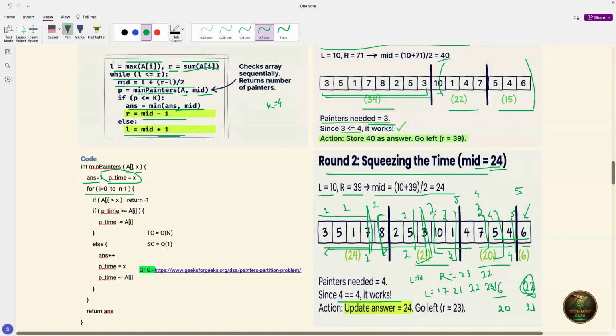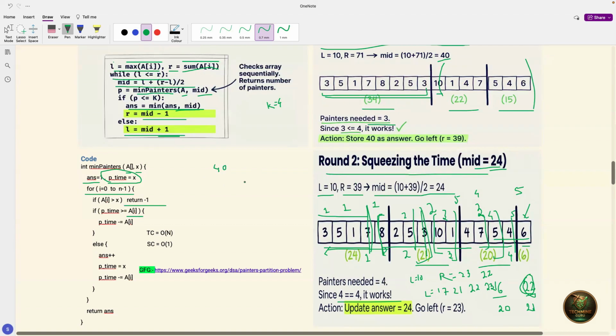We checked whether any element in the array is greater than the time given. So if the time given is very less than the time needed by any of the elements, we will simply return -1. And then we will check if the time is greater than a of i. If the time is greater than a of i, we will subtract that element from the painter's time. So suppose if we take this example, what is x here? x will be 40, right? So our p time will be 40.